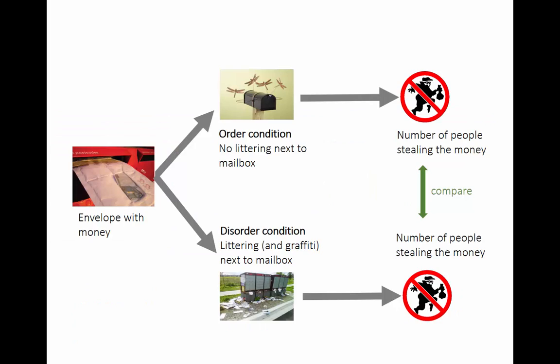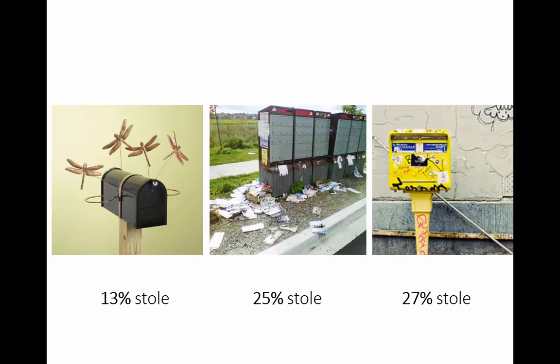When we look at the setup, it's very similar, and now you already get to the basics of experiments. We'll talk more about these things on Wednesday, how they funnel off the order condition and the disorder condition, control and treatment, and then they compare how many people actually steal the envelope. And this is what the findings were. Almost twice as many people stole the stuff when there was littering around, or when there was graffiti on the mailbox.